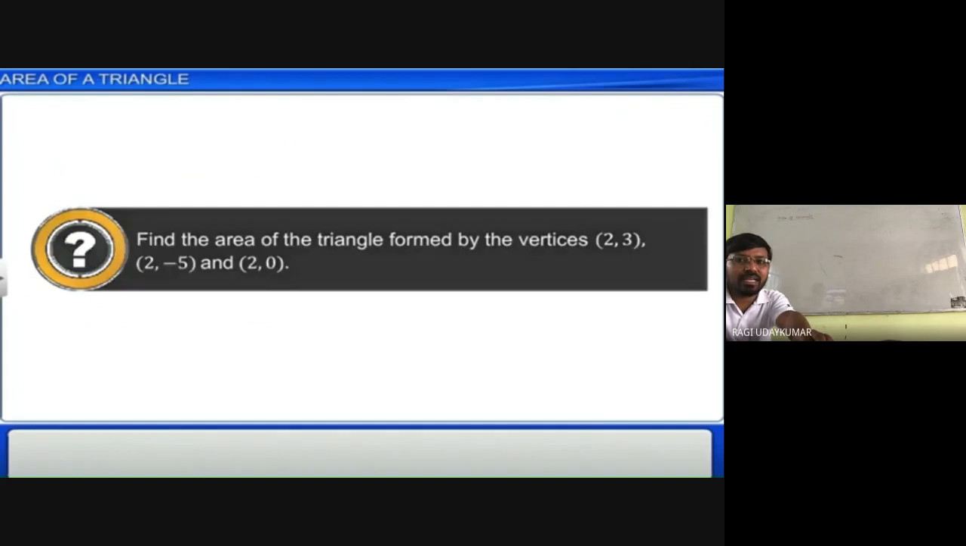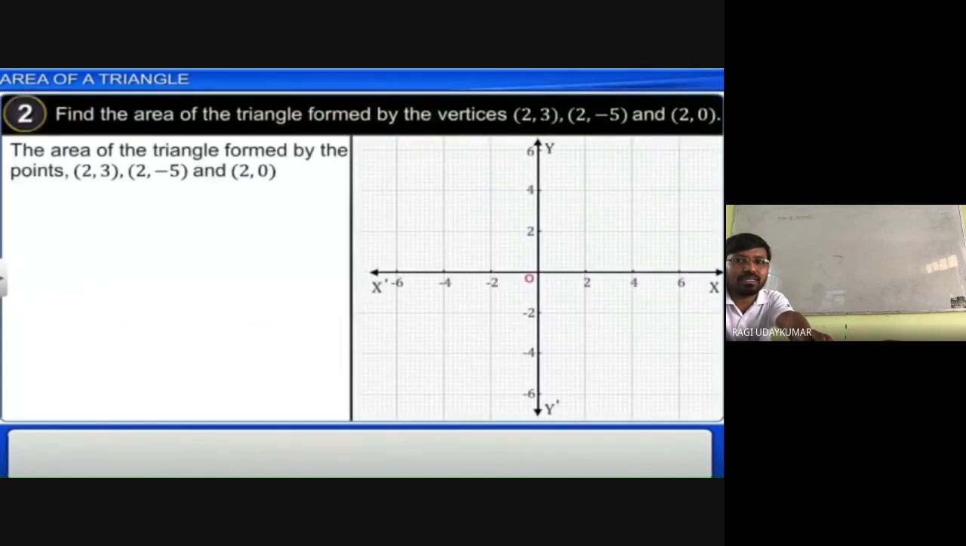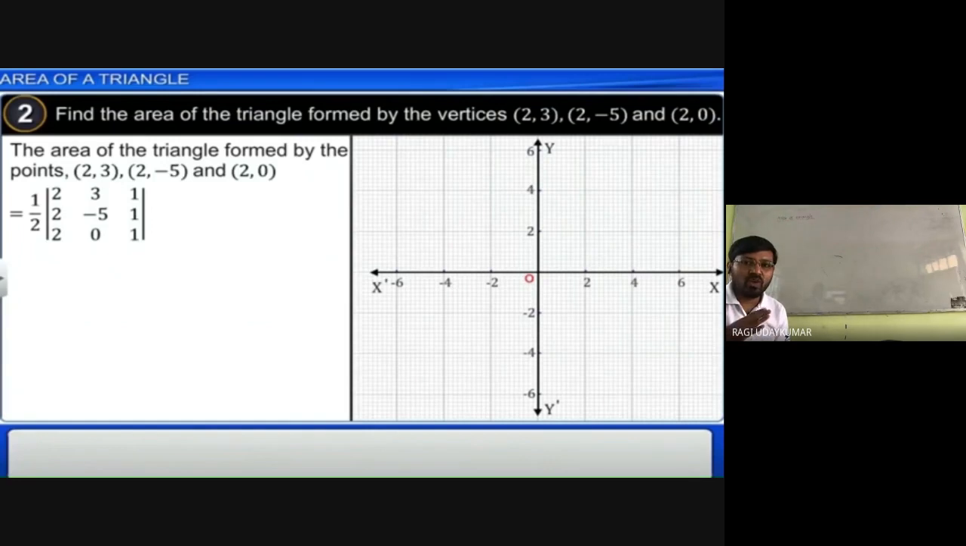Find the area of the triangle formed by the vertices 2, 3, 2, minus 5, 2, 0. First x coordinates, next y coordinates, next all ones. So expanding along the first column. If you want to expand along the third column also, you can expand. It doesn't matter. Half into 2 into.